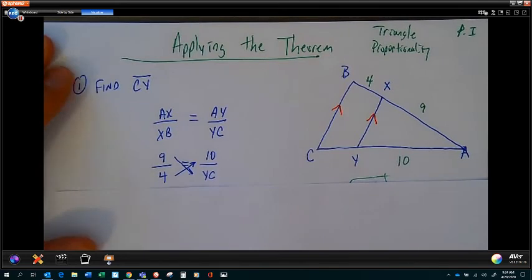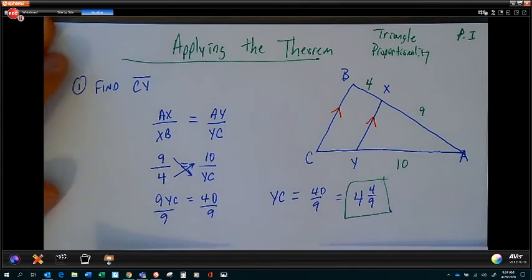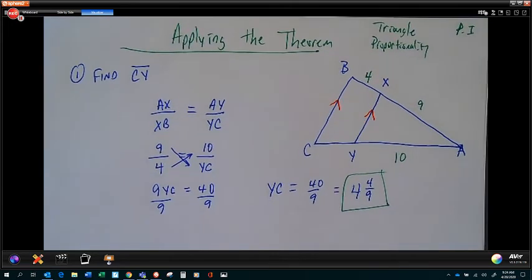Pause the video if you need to and work out the algebra. And then divide both sides by 9 and come up with the distance here of CY, which is actually 4 4/9.